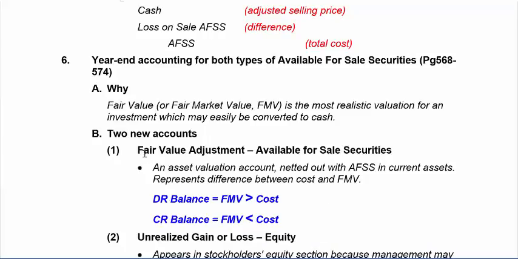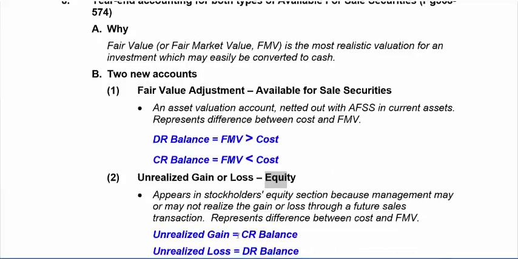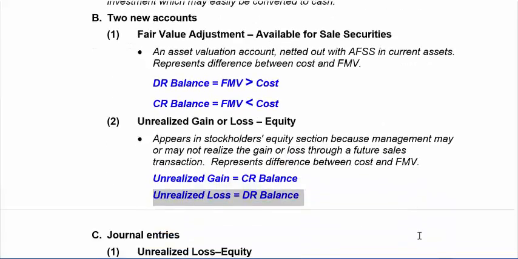Also, counteracting this on your balance sheet is unrealized gain or loss equity, and you'll find that in your stockholders' equity section. That represents the difference between the cost and the fair market value, just like above, only it's on the opposite side debit and credit wise. If you have an unrealized gain, you'll have a credit balance, which makes your stockholders' equity bigger. If you have an unrealized loss, you have a debit balance, which makes your stockholders' equity smaller.